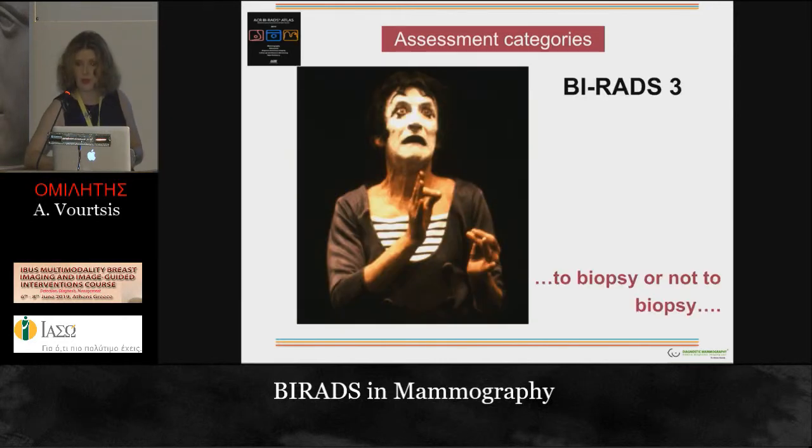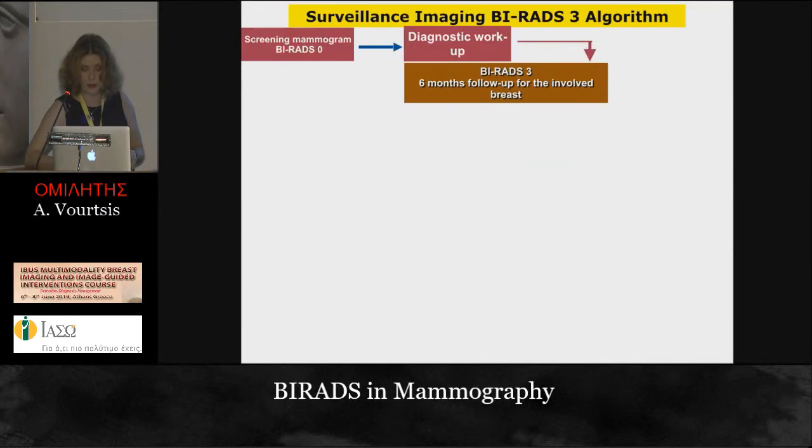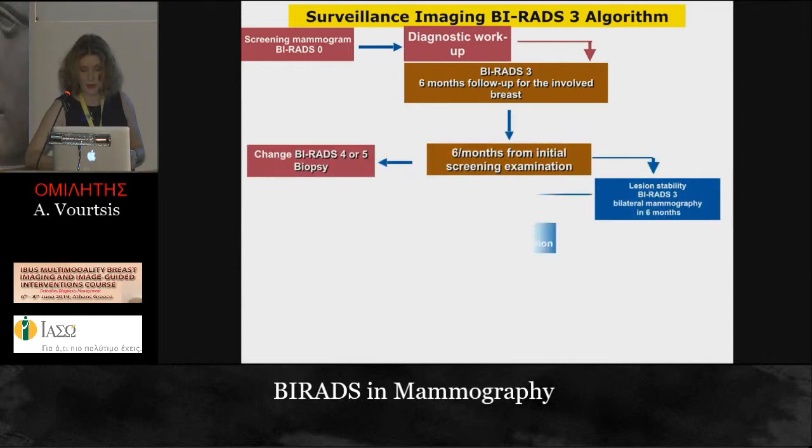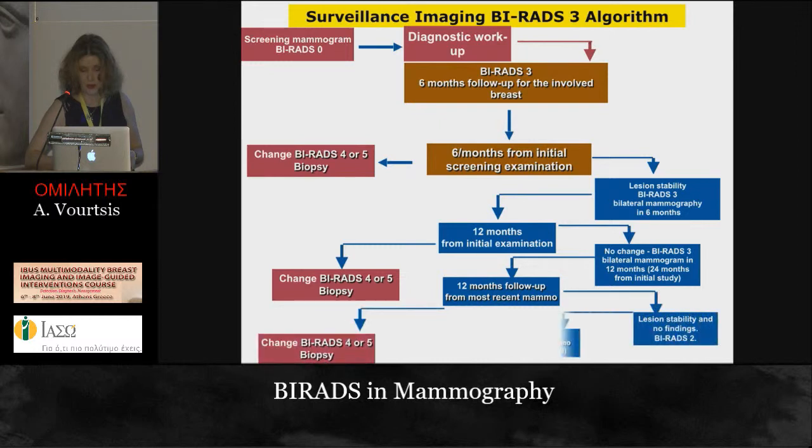BIRADS 3 is recognized as the most challenging BIRADS assessment category, probably benign, which needs follow-up after a 6-month interval with mammography, and then periodic mammographic follow-up. Included are lesions that are non-calcified, well circumscribed, which are new, a focal asymmetry that spreads out with spot compression views, or a solitary group of punctate calcifications if there is no prior mammography available. This is the algorithm. You can find this in your notes and read it at home.